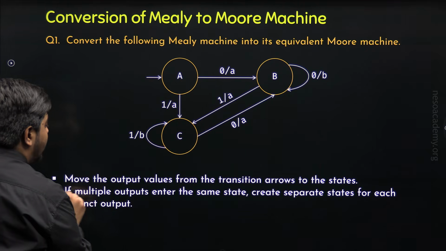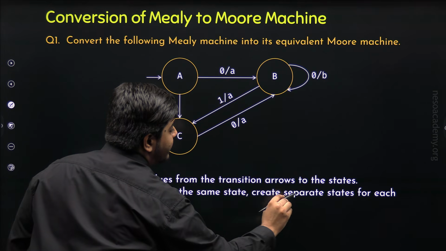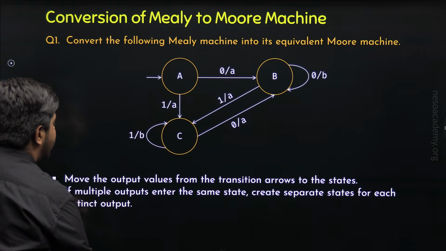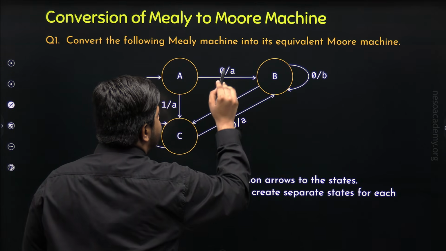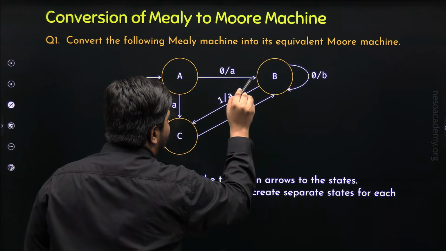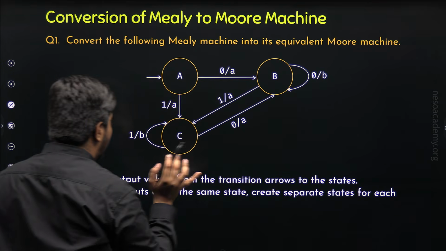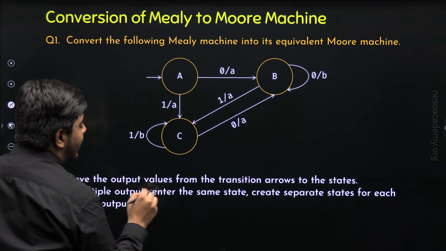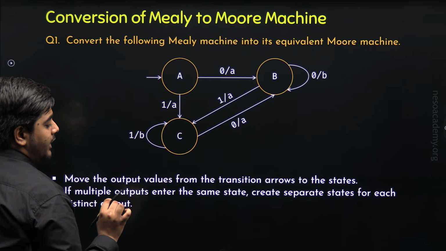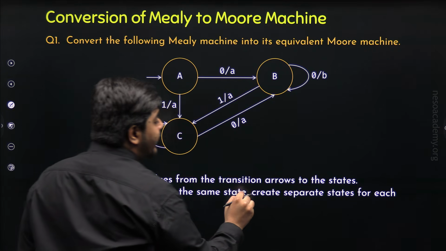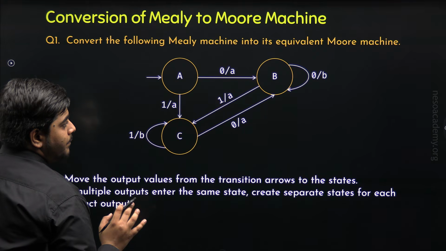And if multiple outputs enter the same state, then we have to create separate states for each distinct output. Now, while shifting these output symbols from arrows into the states, there can be a possibility when multiple outputs enter the same state. That is not allowed in case of Moore machine. In that case, we need to create separate states for each distinct output symbol.